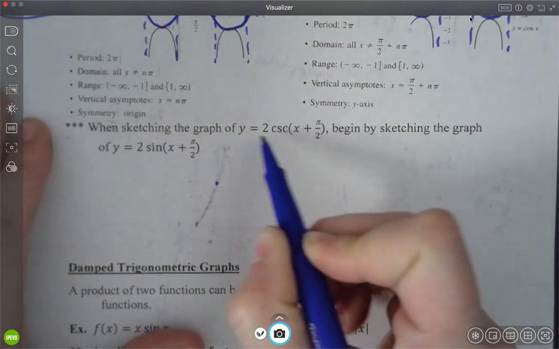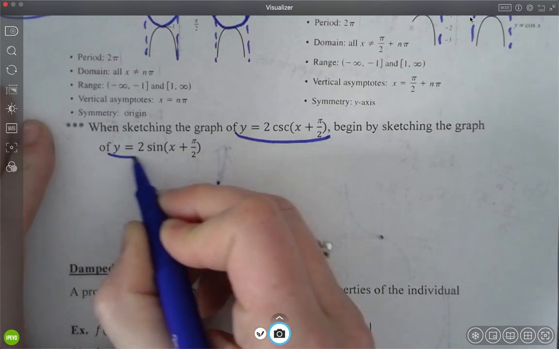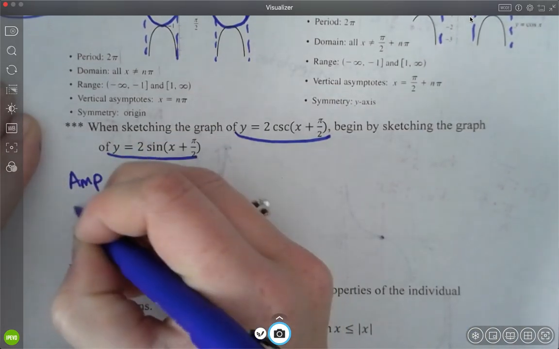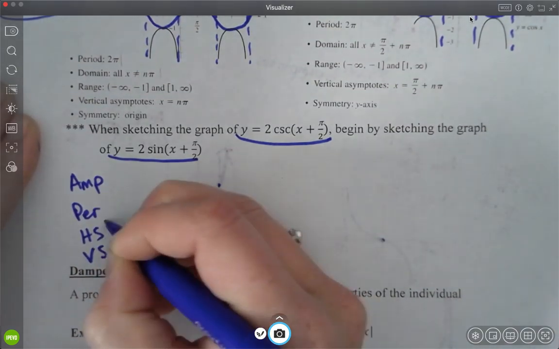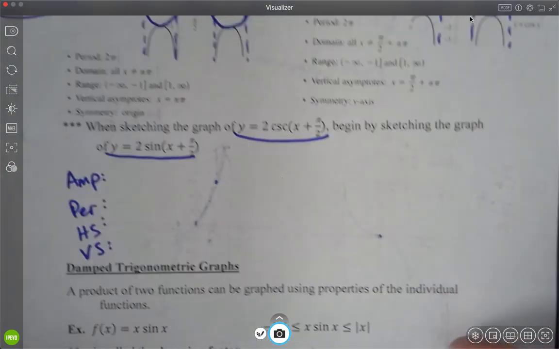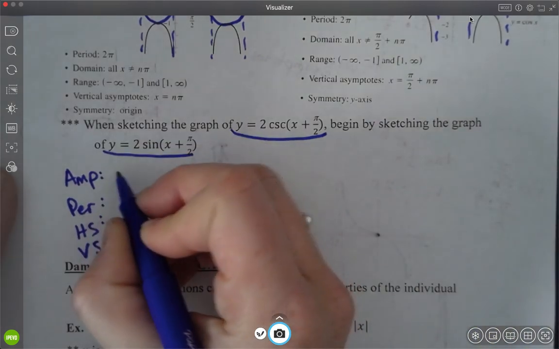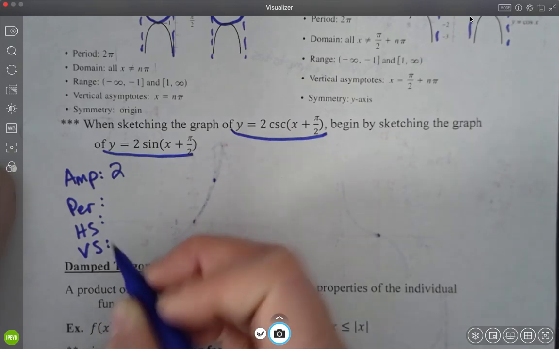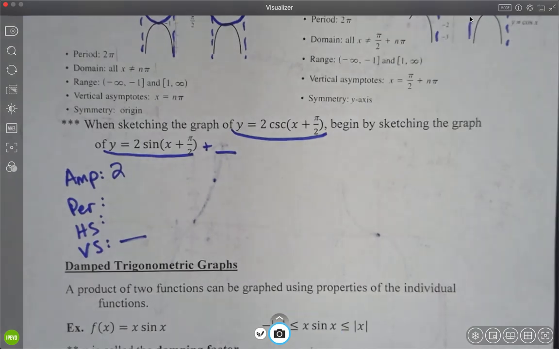So when sketching the graph of 2 cosecant of x plus pi over 2, you're going to sketch the graph of 2 sine, okay? So let's fill this out. Amplitude, period, horizontal shift, vertical shift. We're going to graph that sine function first. What's the amplitude? 2. The next easiest one to do is vertical shift. How are we vertical shifting it? Nothing, because that would be like plus whatever's over here. There's nothing there, so there's no vertical shift here.